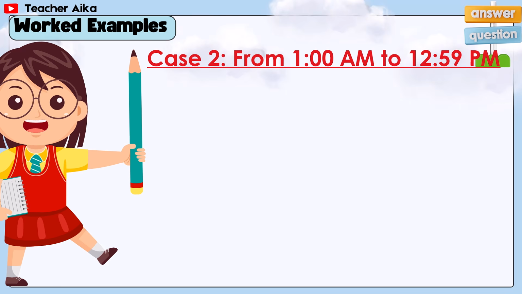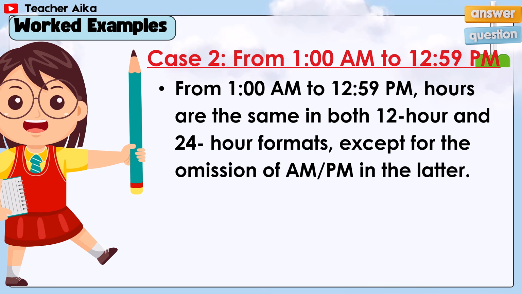Case number 2, from 1 o'clock to 12:59 p.m. From 1 a.m. to 12:59 p.m., hours are the same in both 12-hour and 24-hour formats, except for the omission of AM or PM in the latter.